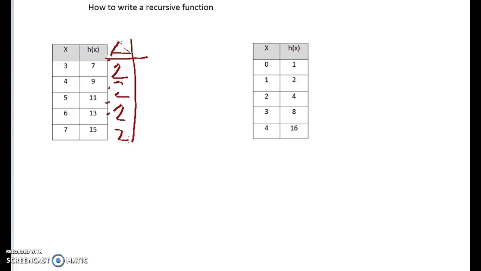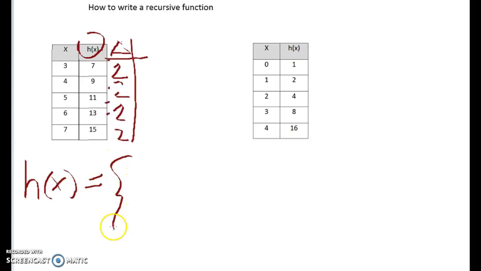In order to write the table recursively, we're going to express it with the following notation. Since the function is named h of x, we're going to use the function notation to write it as h of x. h of x is equal to, we're going to use those brackets. In this first part of the function, we're going to write the very first entry. So we say h of x is equal to the output, which is 7, when x is equal to 3. Again, just using the very first entry in the table.